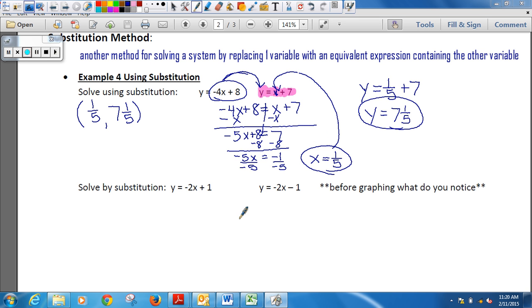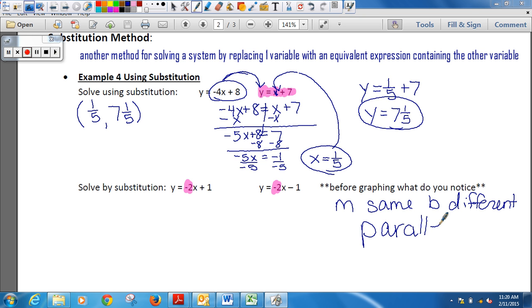Okay, our next one here is y equals negative 2x plus 1 and y equals negative 2x minus 1. And it asks, what do you notice? I notice right away that the slopes are the same, and the b is different. So since I notice that, I automatically know that these are parallel lines.